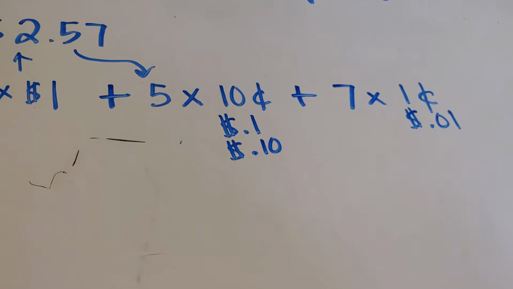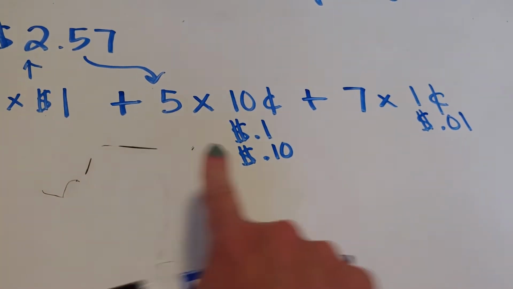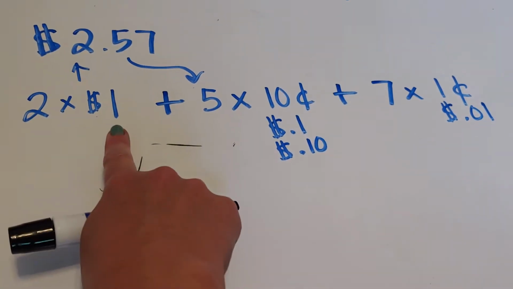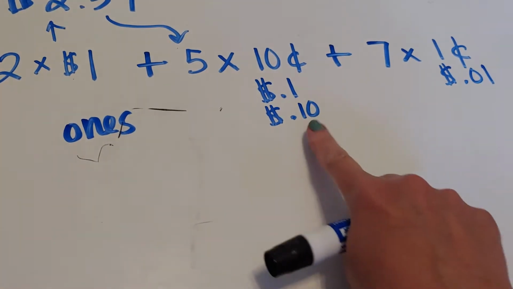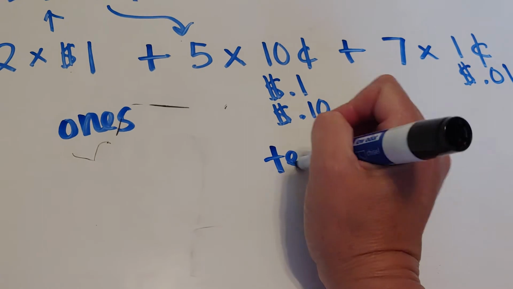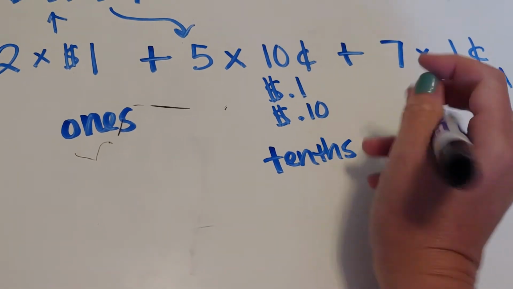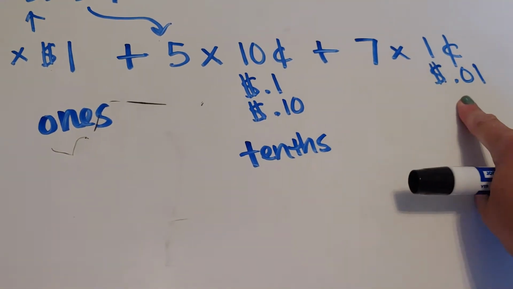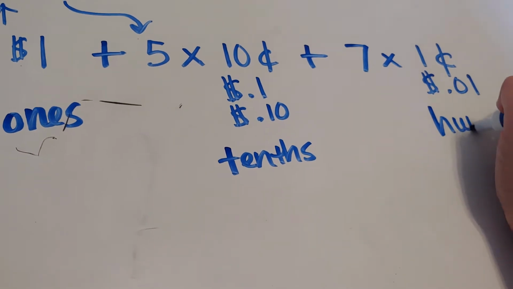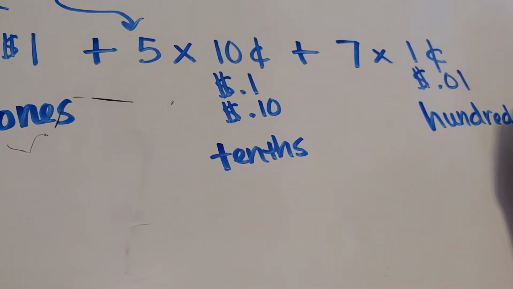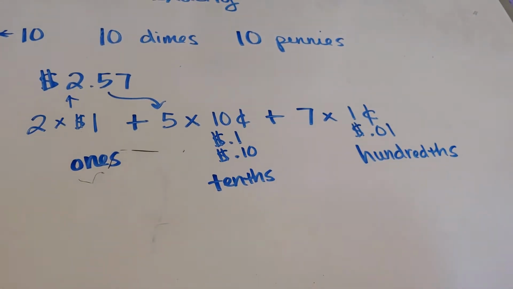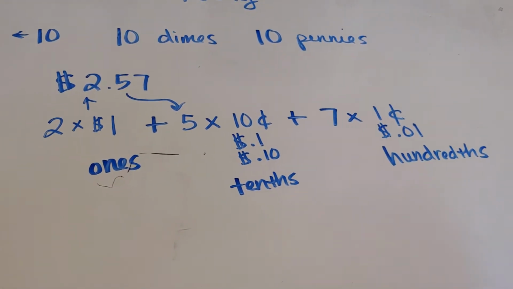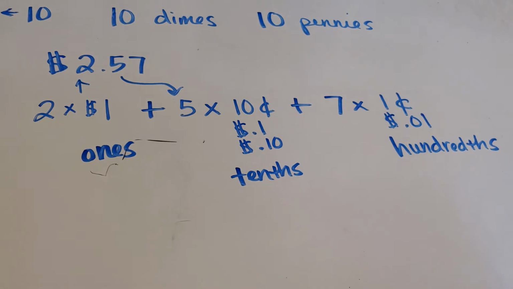Okay, so what's happening here is that we are actually using place value. The dollars are the ones. The dimes are the tenths. And the pennies are the hundredths. All right. So what we're going to do is play the same game we did earlier with exactly. The exactly game.